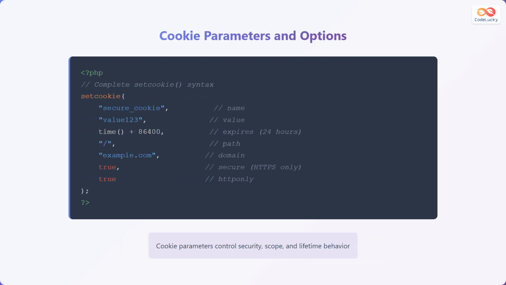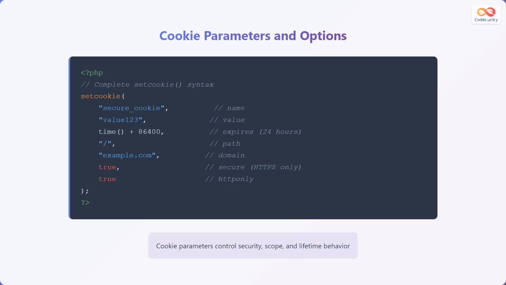Here's a complete example of the setcookie function syntax. setcookie takes in 7 arguments. The first argument is the name of the cookie, in this case secure_cookie. The second argument is the value of the cookie, in this case value123. The third argument is the expiration time, in this case 24 hours from now. This is calculated using the time function, which returns the current timestamp, plus 86,400 seconds, which is the number of seconds in 24 hours. The fourth argument is the path, in this case /, meaning the cookie is available to all pages on the website.